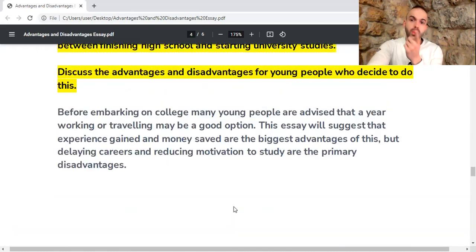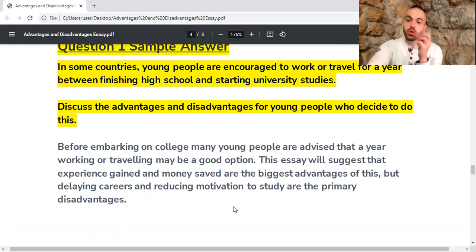verb tenses. Now let's actually focus on the conjunction words. So we have but in here, amazing. We have and, which is good to use as well.